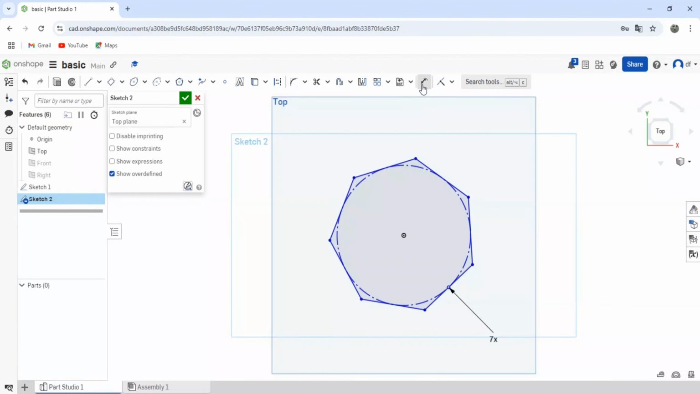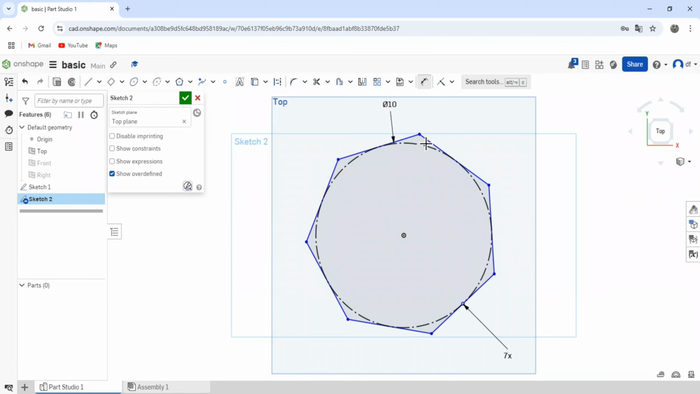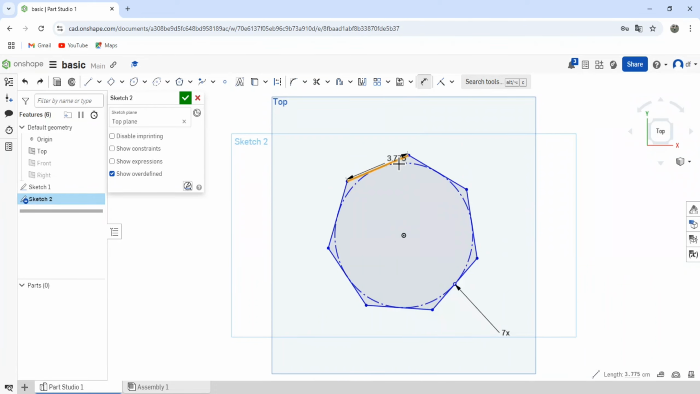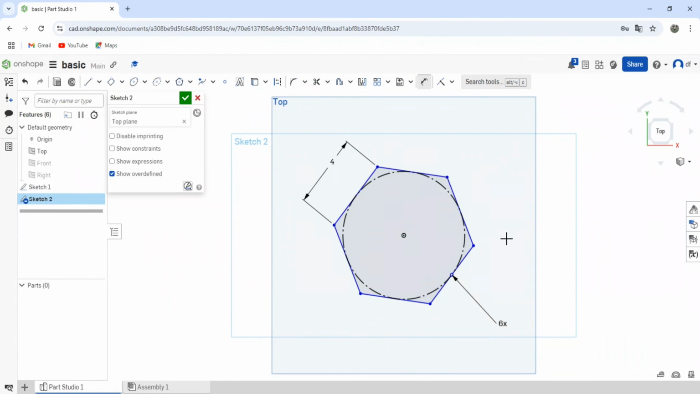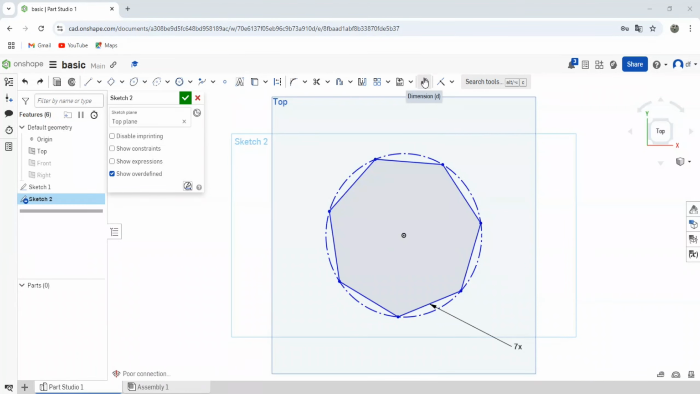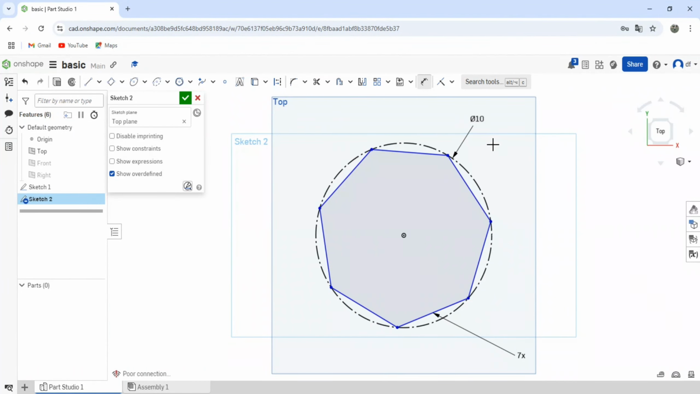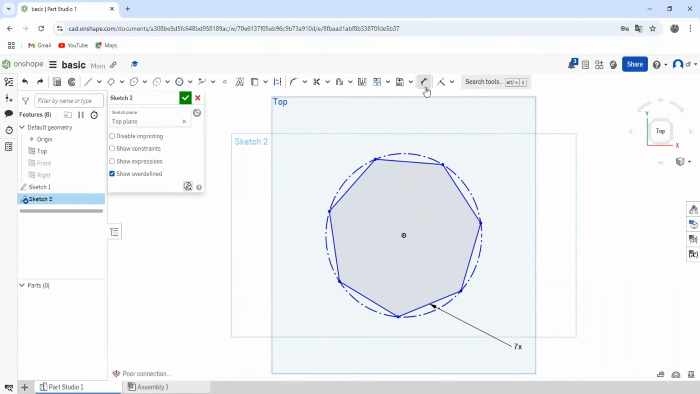As for the inscribed polygon, we can determine the diameter of the circle that the polygon surrounds. We can also adjust the side length of a regular polygon, as well as the number of its sides. For the circumscribed polygon, we can set the diameter of the circle surrounding the polygon, the length of its side, and the number of sides as in the inscribed polygon.